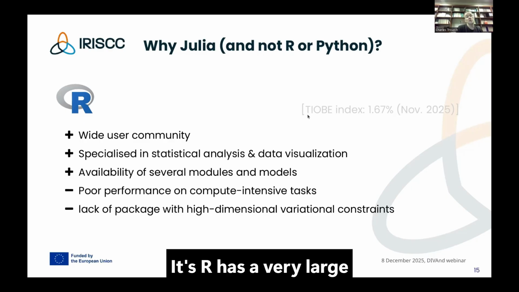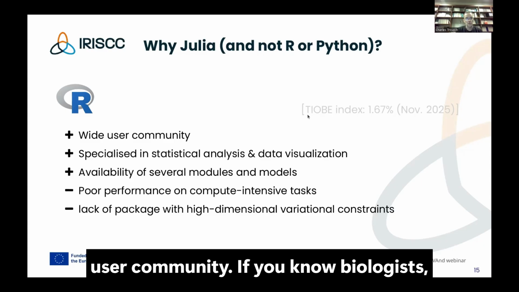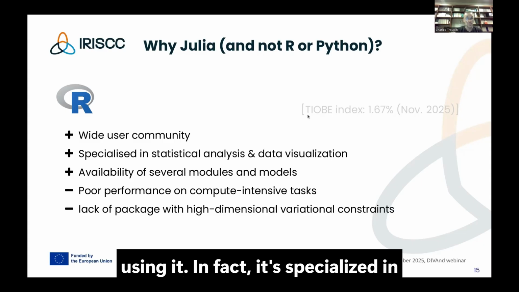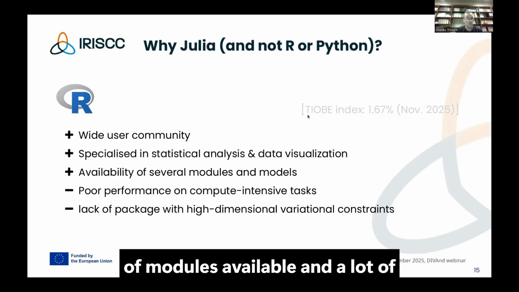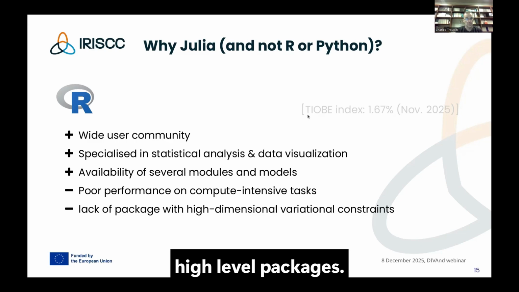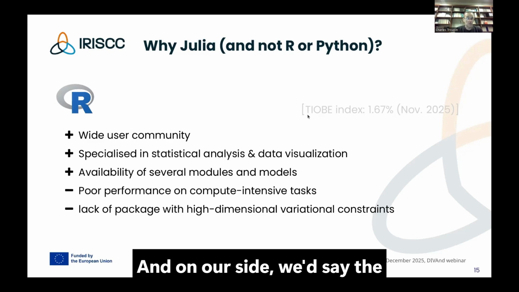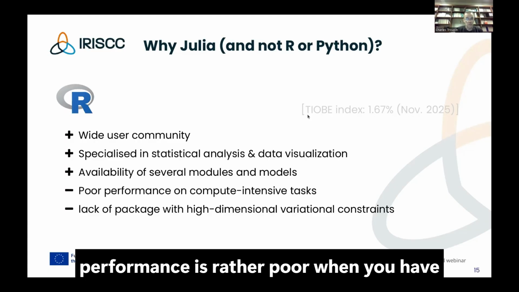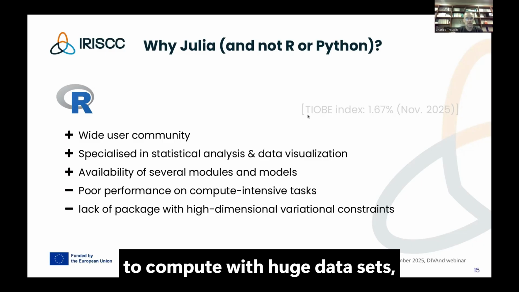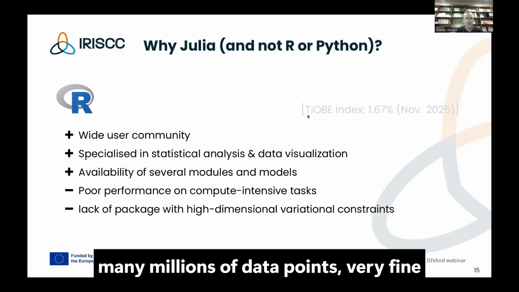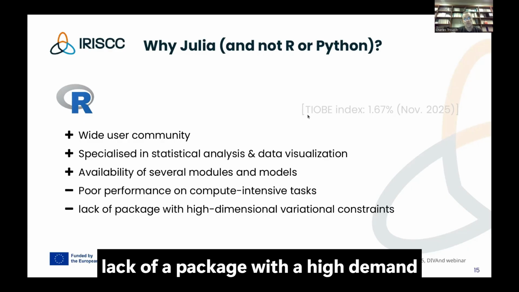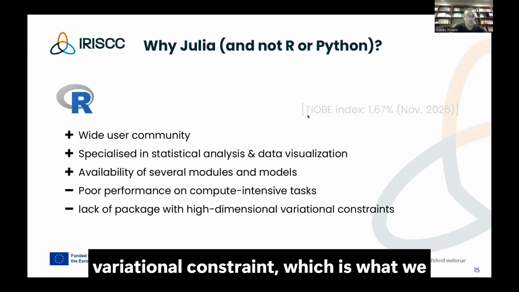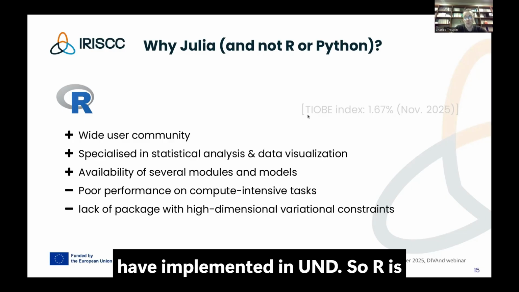R has a very large user community. If you know biologists, statisticians, etc., many people are using it. In fact, it's specialized in statistical analysis because you have lots of modules available and a lot of high-level packages. And on our side, we would say the performance is rather poor when you have to compute with huge datasets, many millions of data points, very fine grid. It doesn't work very well, at least in our case. And so we think there's a lack of a package with a high dimensional variational constraint, which is what we've implemented in DIVAnd. So R is very good, very popular, but in our case, it did not work.